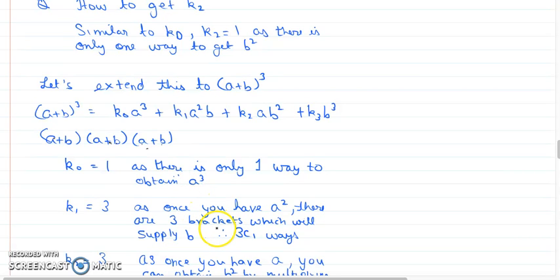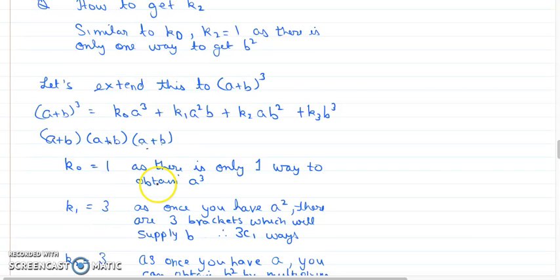That gives you 3c1 ways. That means you have to choose b from one of these brackets. You already have the a square terms by multiplying 2 brackets. Now you have to make a selection of b from one of these brackets. That gives you 3c1 ways.